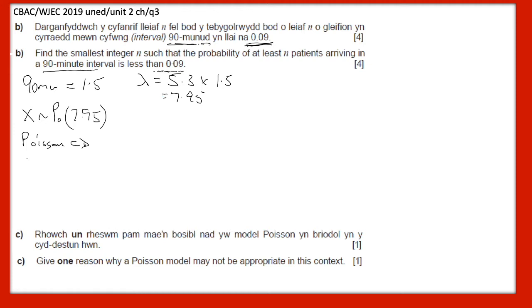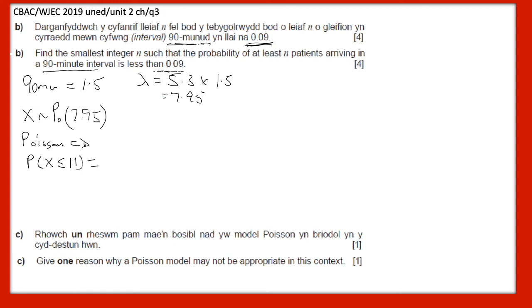I'm looking for a very small probability, so it would seem fair to me that I don't want to be starting with, I've got 5.3 in 1 hour. If I go for 10, that's not unreasonable. It will give me too big a probability. I'm looking for something quite small. So I know that I'm looking for something reasonably big. Now remember that the calculator gives you probabilities less than or equal to. So I'm going to choose to look at 11 first of all.